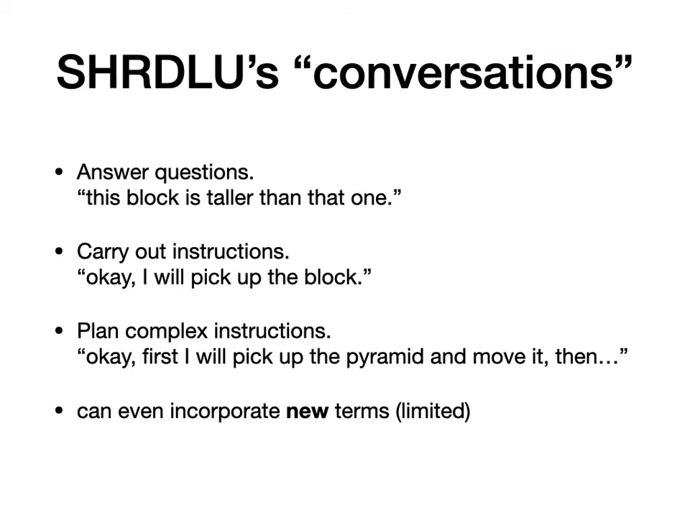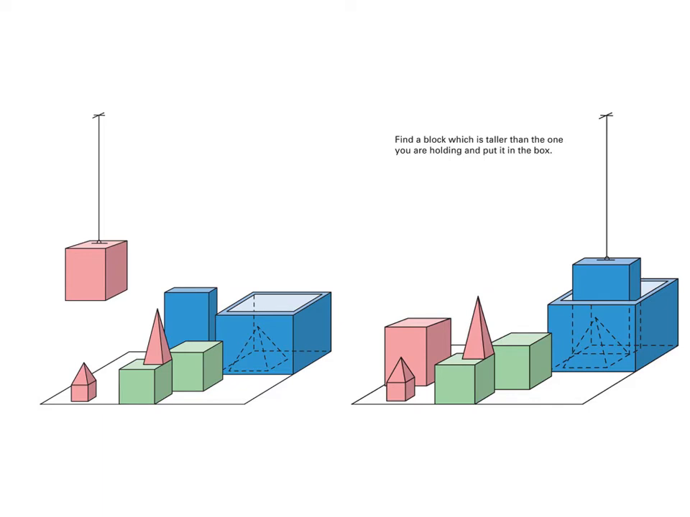So here's another quick example of it. On the left-hand side, we have the starting state of SHRDLU, right? You see its fake little arm. It has a virtual arm in the world. And it is holding this red block, right? So now we give it this instruction: find a block which is taller than the one you are holding and put it in the box.